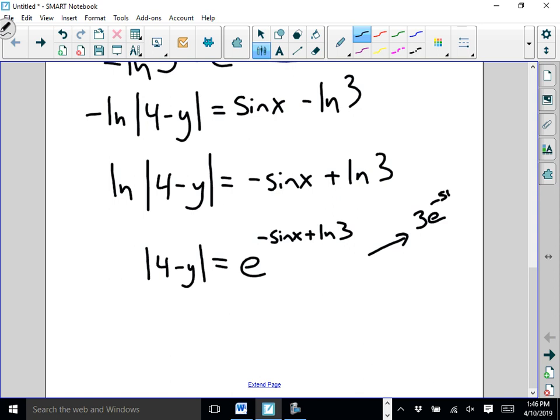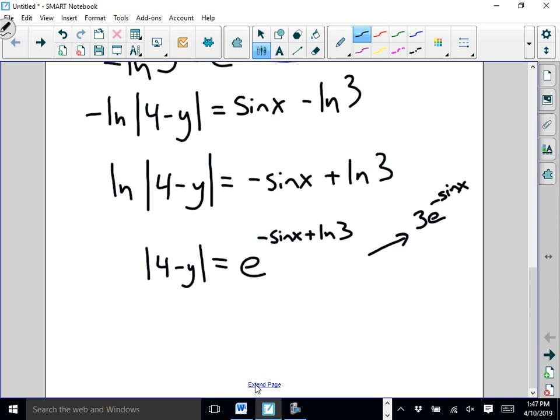I don't want you to make that substitution on a free response test, but I want you to be aware of that substitution, or that simplification, for multiple choice purposes. But I'm going to leave it as e to the negative sine x plus ln 3 for the rest of this problem. Okay?